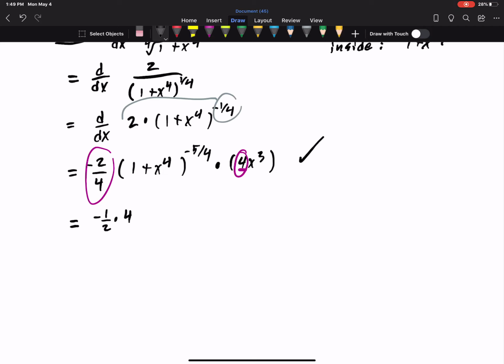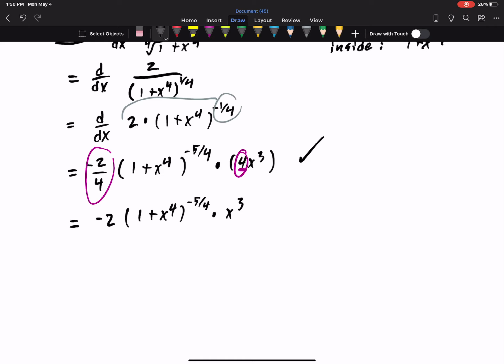I'm not going to rewrite the rest of this. I'm just going to say, hey, look, I have minus 1/2 times 4. That's equal to minus 2. So minus 2 when you multiply those things out, the circled things. Now I will carry things along. I'm just trying to save some space and save you time. The 4 doesn't come along because we multiplied it to the thing in front. All right?